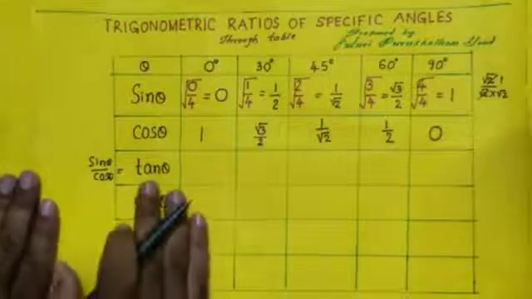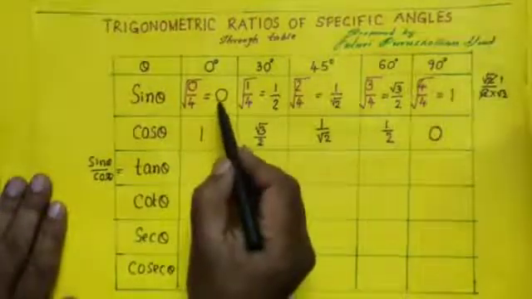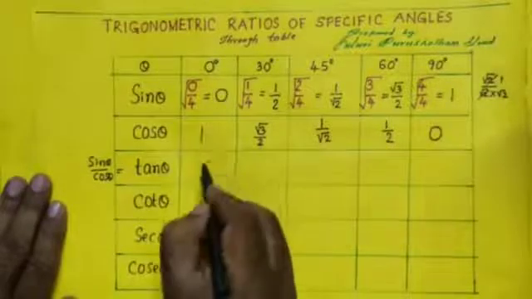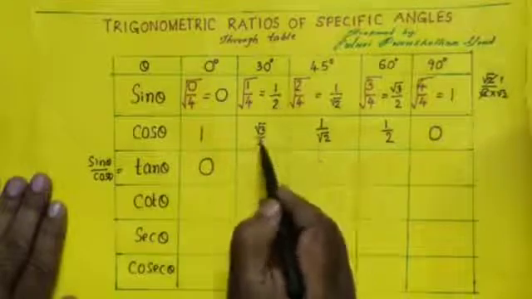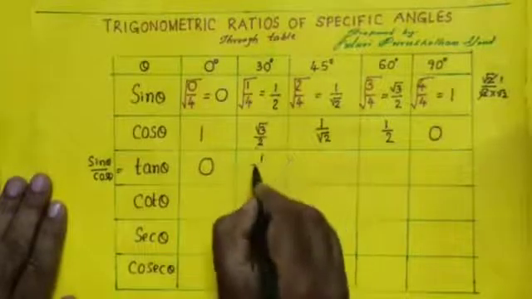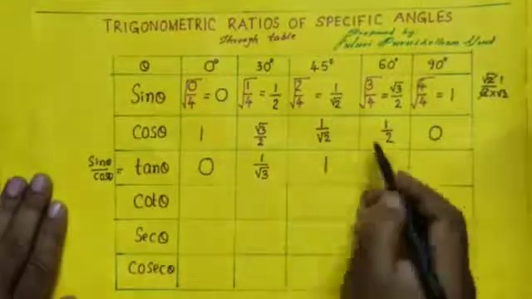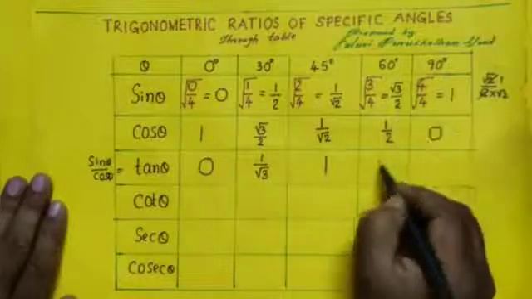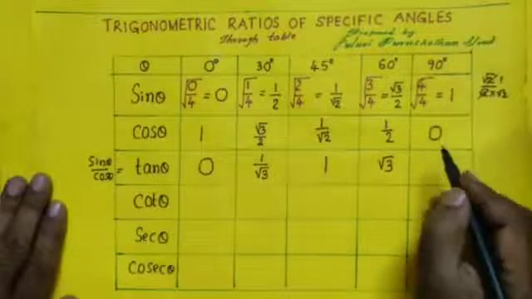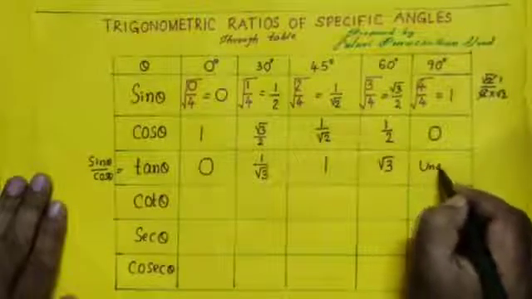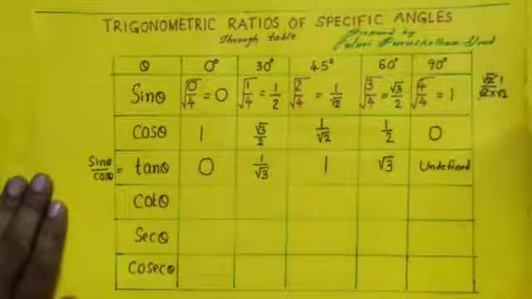Tan theta is nothing but sin theta by cos theta. So this is 0 by 1, we get 0. 1 by 2 divided by root 3 by 2, this 2 cancels, we get 1 by root 3. Both are the same, cancel, we get 1. And the denominator 2 cancels, we get root 3. And here 1 by 0, that is undefined. Is it clear?